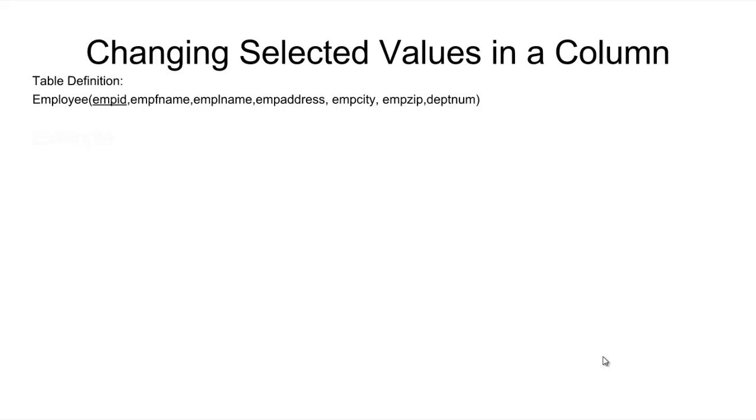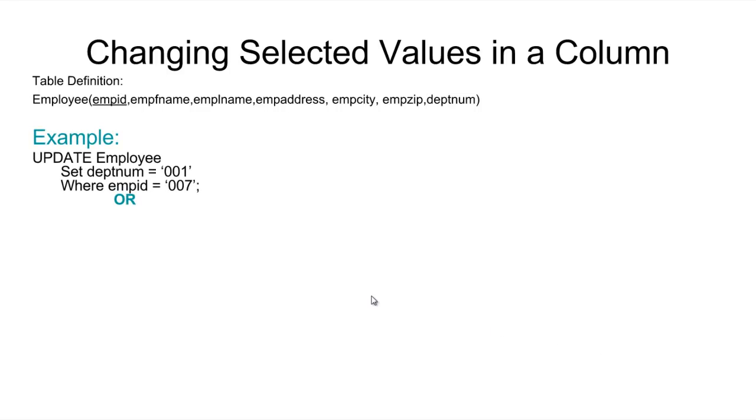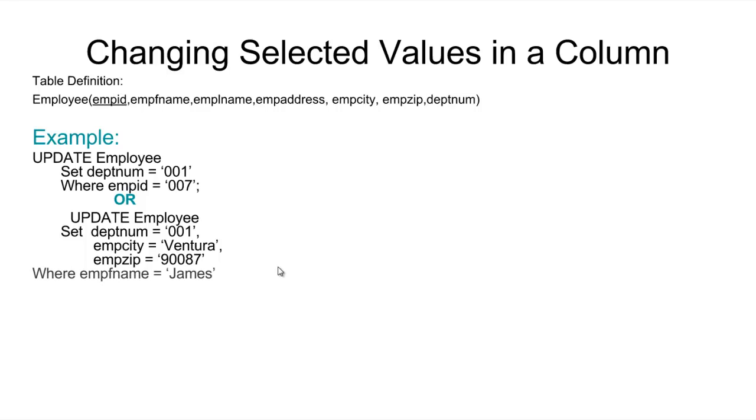So let's just look at how we change selected values in a column. In this case, if we wanted to change employee set number to 001, where employee ID equals 007, or employee set number, department number, employee city, employee zip, and then we say where first name and last name. Now would we get the same results?